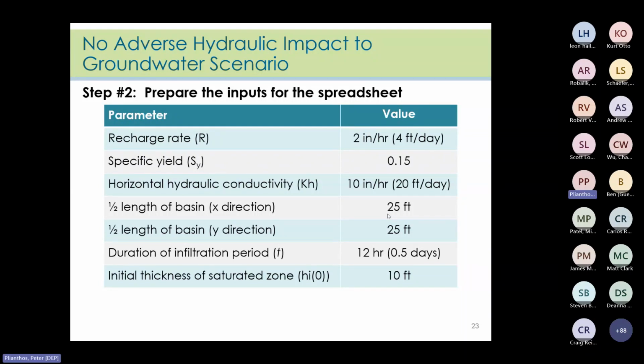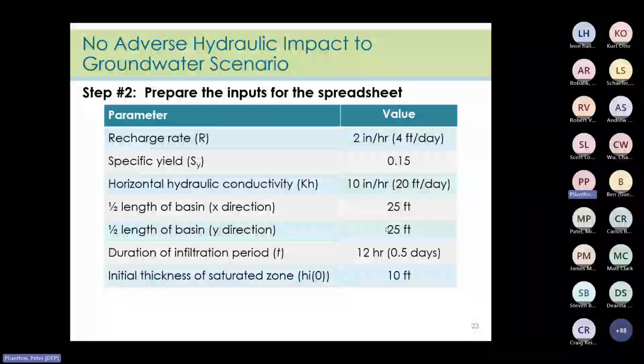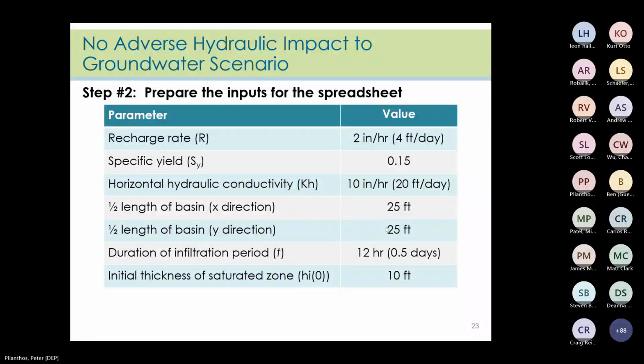The specific yield is set to equal the default value of 0.15. The horizontal hydraulic conductivity is equal to 5 times the recharge rate since the infiltration basin is located in the coastal plain. And the basin measures 50 feet by 50 feet. So we would just input half of each of those dimensions since the analysis is performed at the center of the basin.